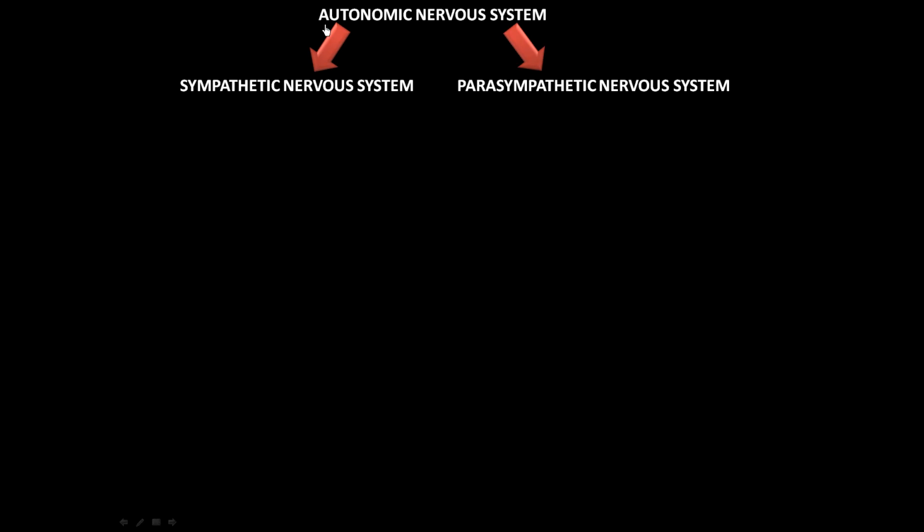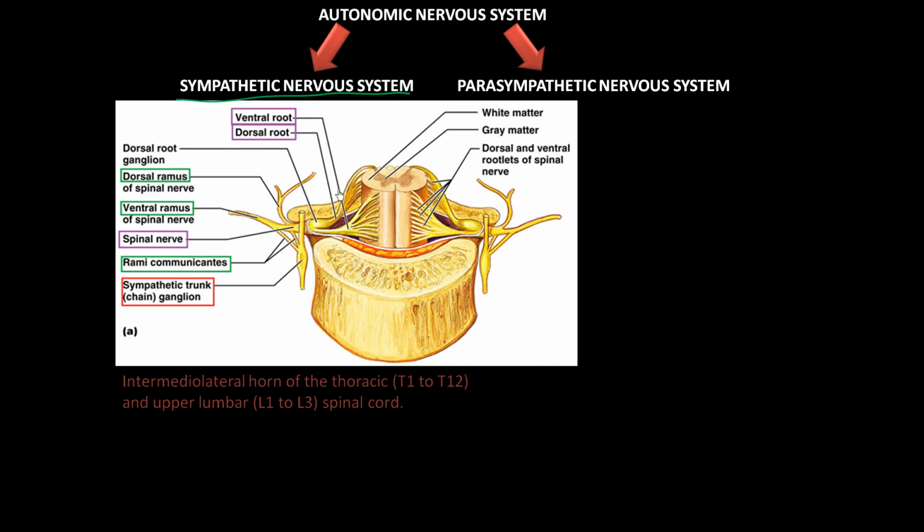All right, to continue our discussion on the autonomic nervous system, we will first talk about the sympathetic nervous system, which is a branch of the autonomic nervous system. Later we will talk about the parasympathetic nervous system, which is another branch of the autonomic nervous system. We're not going to talk about the enteric nervous system, which is the third branch. So first we want to talk about some anatomy.